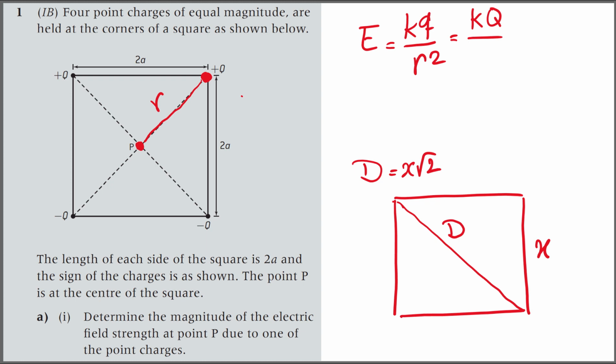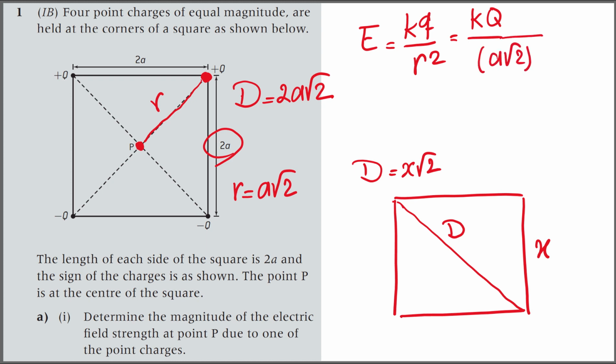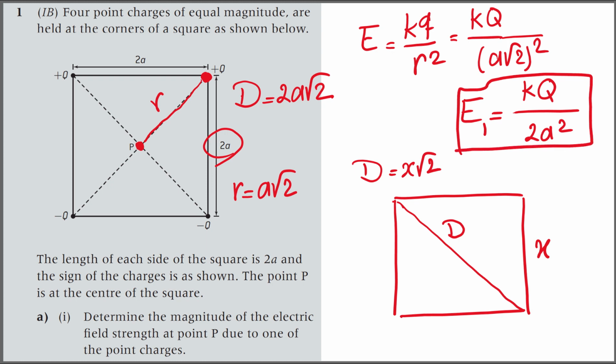Here the side of this square is 2a, so the diagonal of this square is 2a square root of 2, and so r is half of the diagonal, which is a square root of 2. So I substitute r with a square root of 2, to the power of 2. The answer is kQ over 2a squared. Let's name it E1, the electric field due to one of the point charges at the corner.